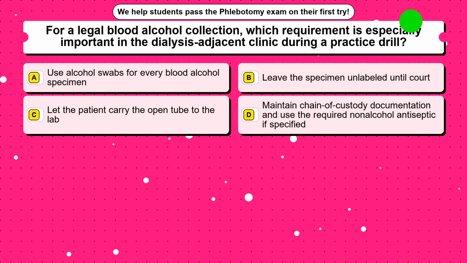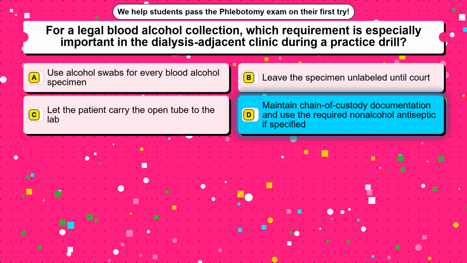Question 75. For a legal blood alcohol collection, which requirement is especially important in the dialysis-adjacent clinic during a practice drill? Option A. Use alcohol swabs for every blood alcohol specimen. Option B. Leave the specimen unlabeled until court. Option C. Let the patient carry the open tube to the lab. Option D. Maintain chain of custody documentation and use the required non-alcohol antiseptic if specified.